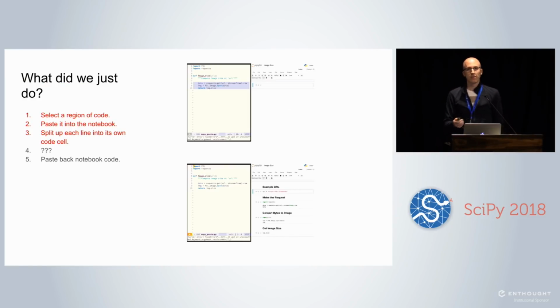So what did we just do? This consists of a few steps. We selected a region of code. We pasted it into the Jupyter Notebook. We did some splitting of cells. And then we played around for a while and then pasted the code back into the original code.